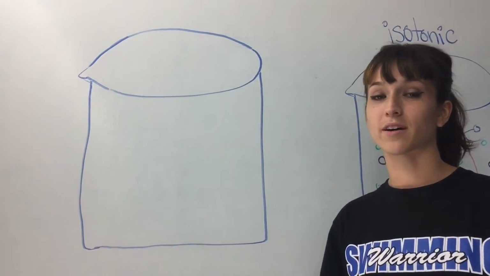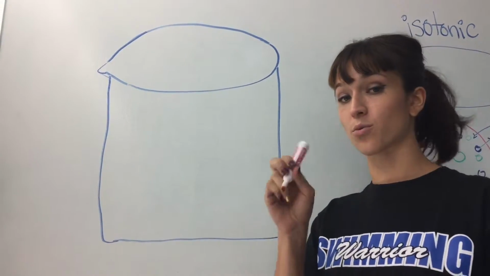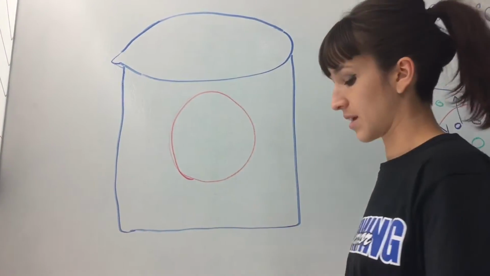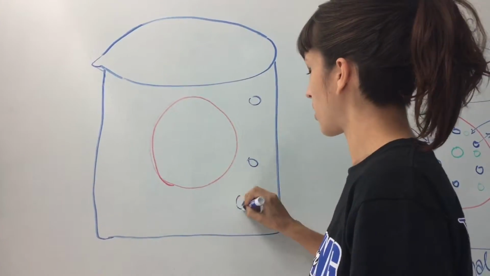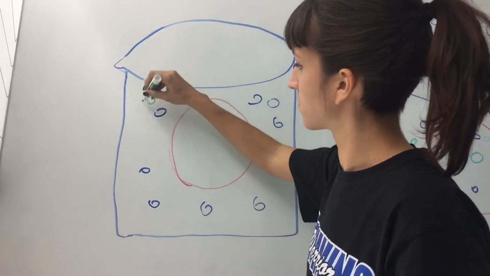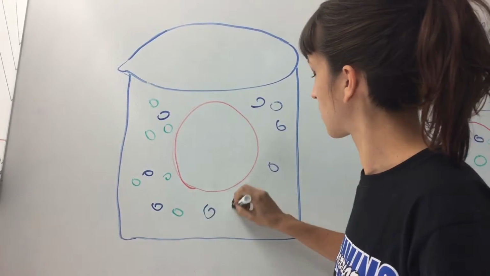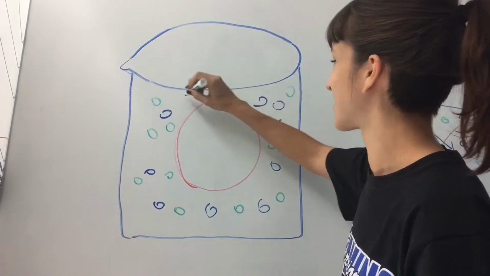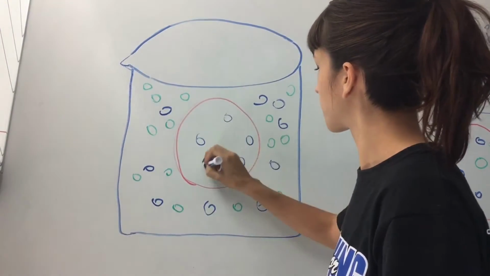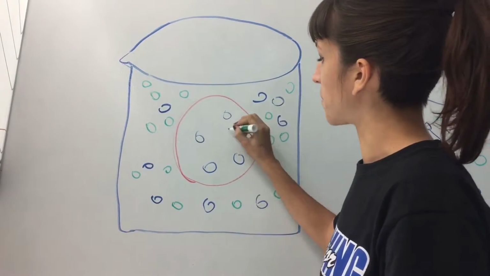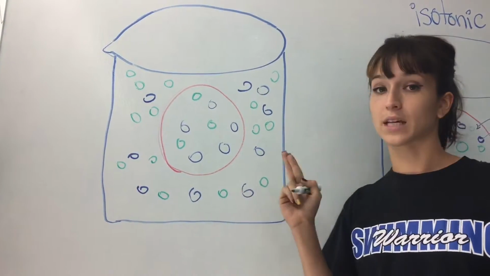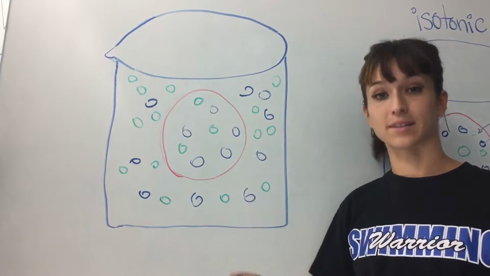So for our last example, we're going to be talking about hypertonic solutions. Again, red for cell. And it's suspended in a solution of water and solute. And then same thing inside of the cell, water and solute. But this time, there's more solute on the outside of the cell, which is what hyper means. It means there's an abundance of.